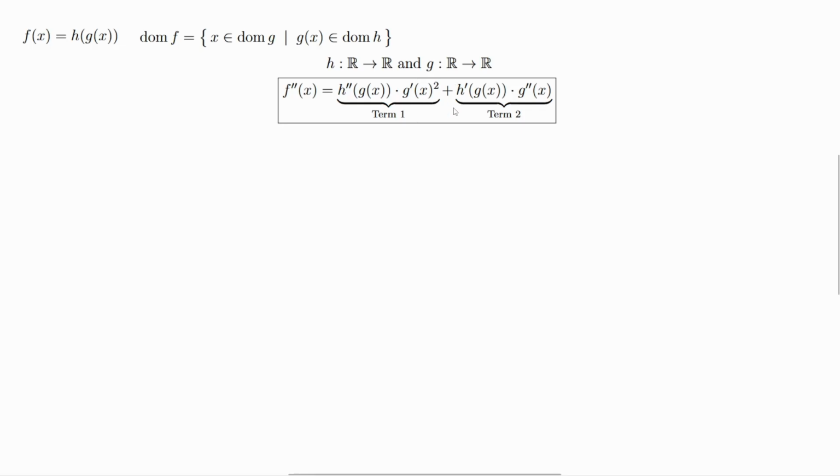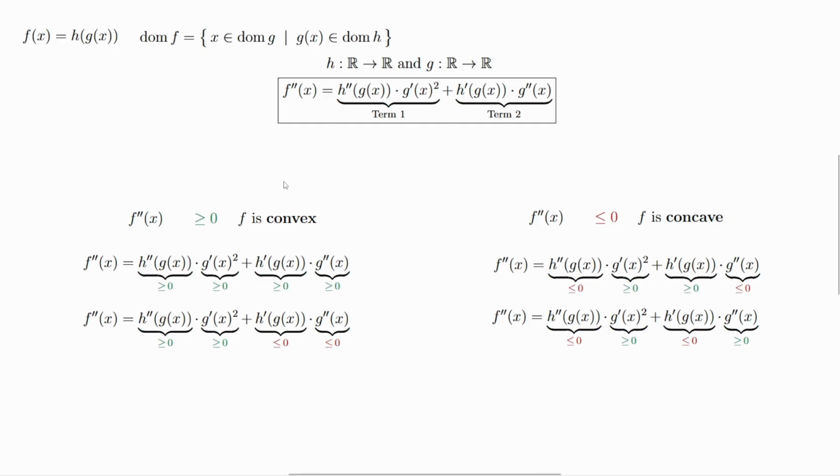On the other hand, the second term is trickier. The sign depends on the interaction between h prime and g double prime. This is the slope of h, and this is the curvature of g. For this term to be non-negative, we need these two factors to have the same sign. This basic analysis gives us 4 different rules for determining if f is convex or concave.